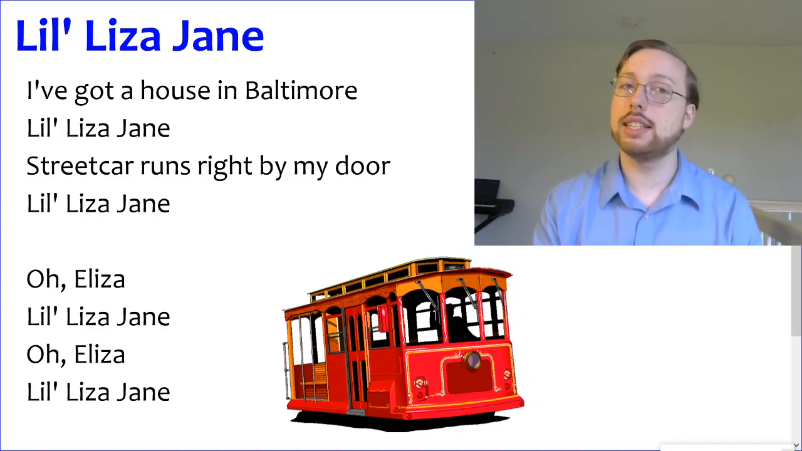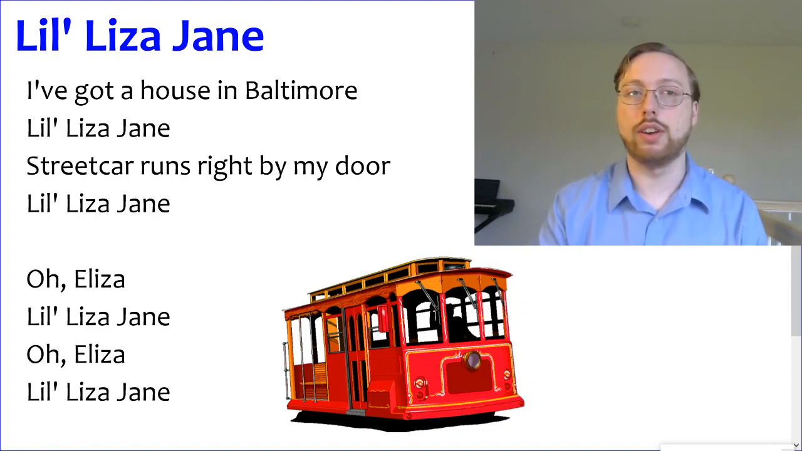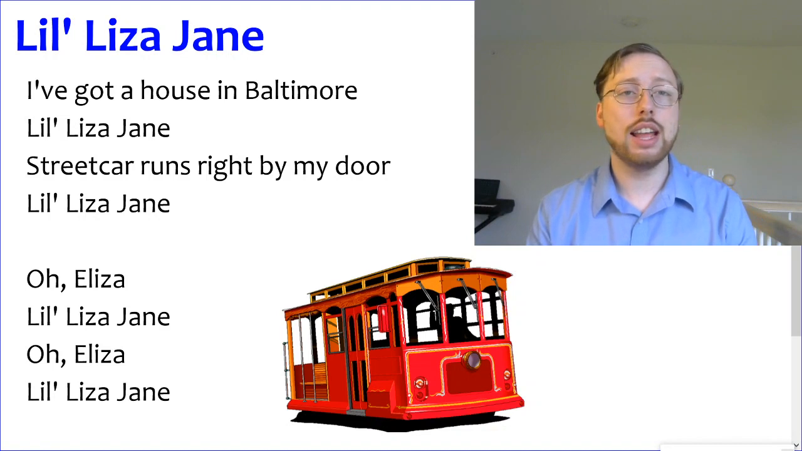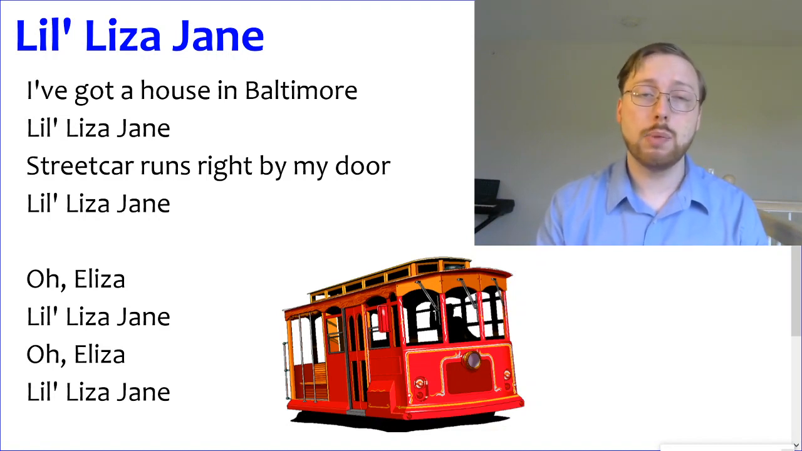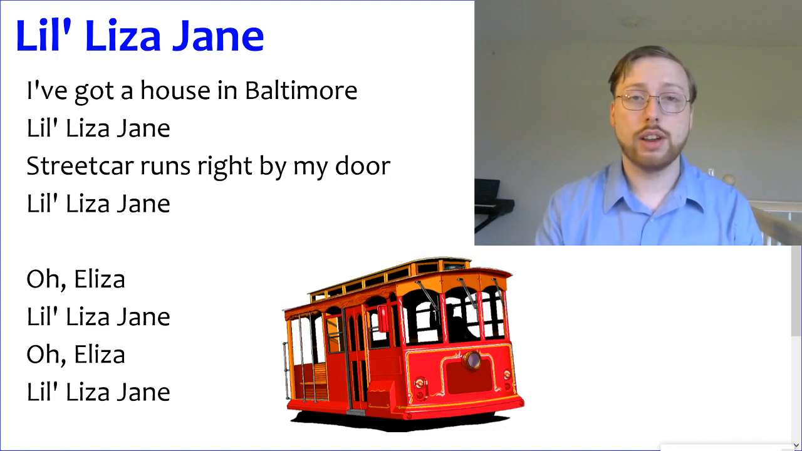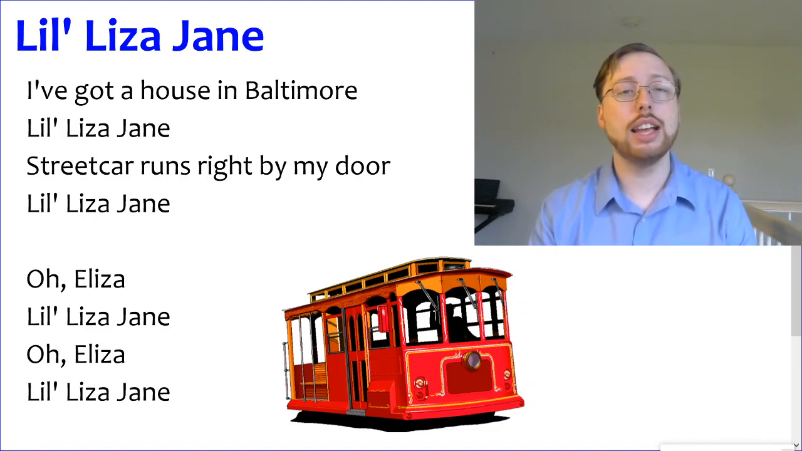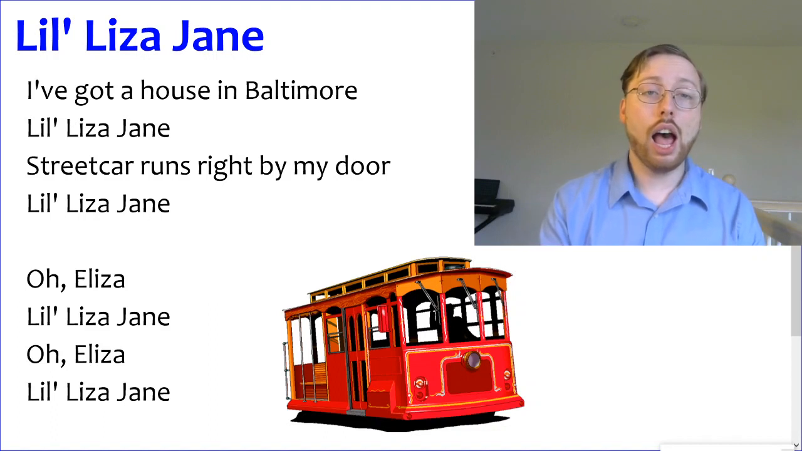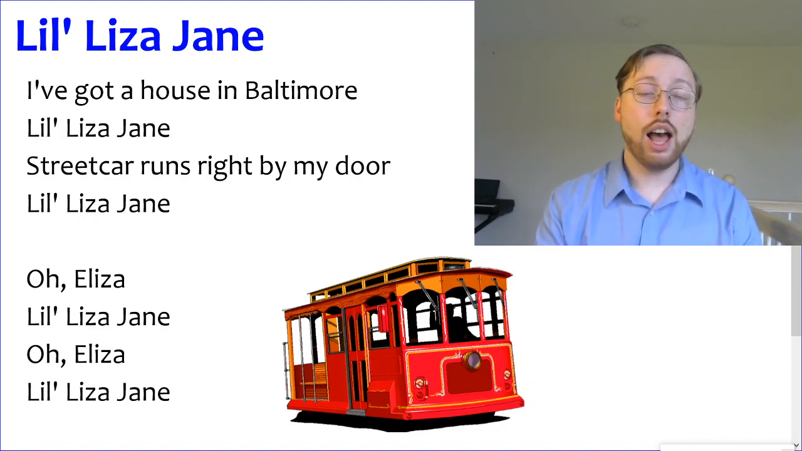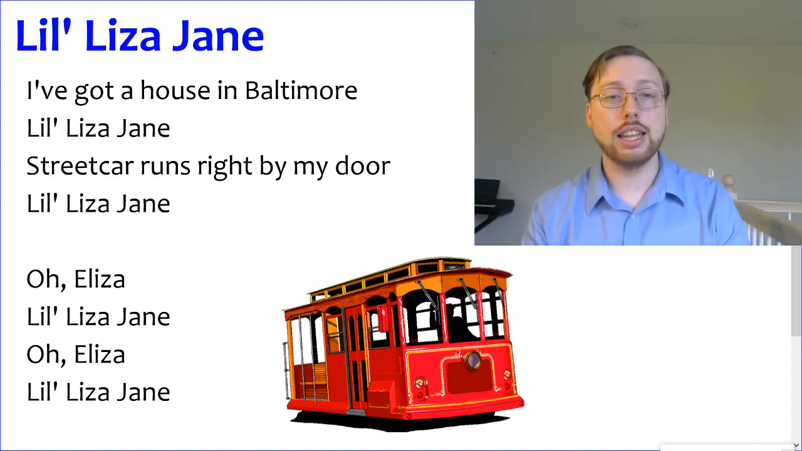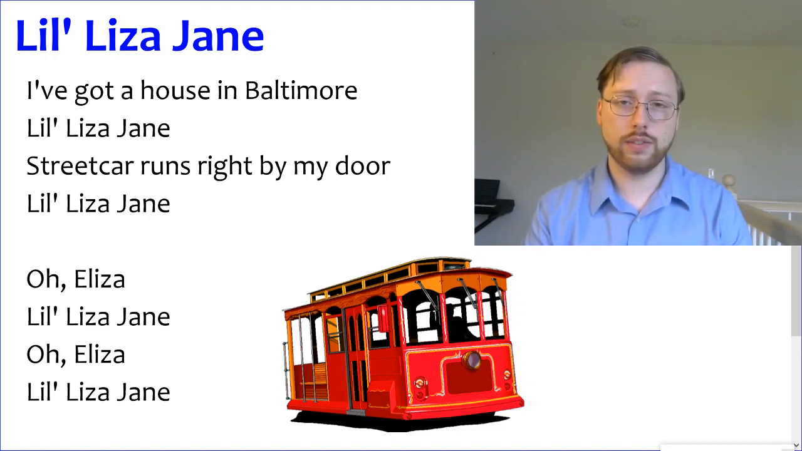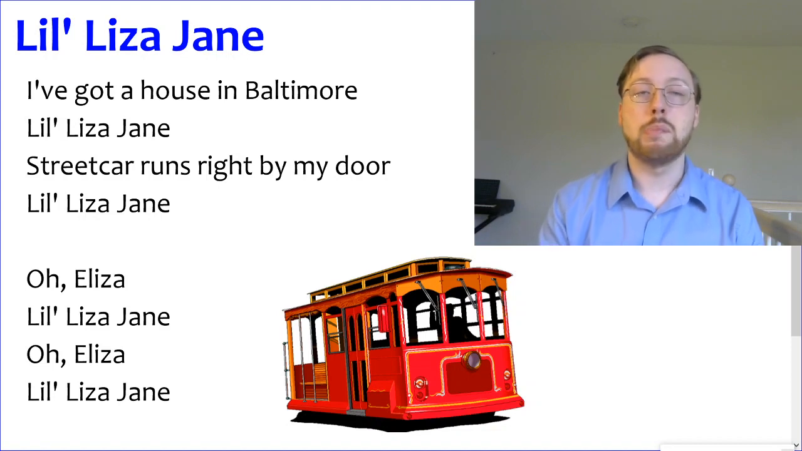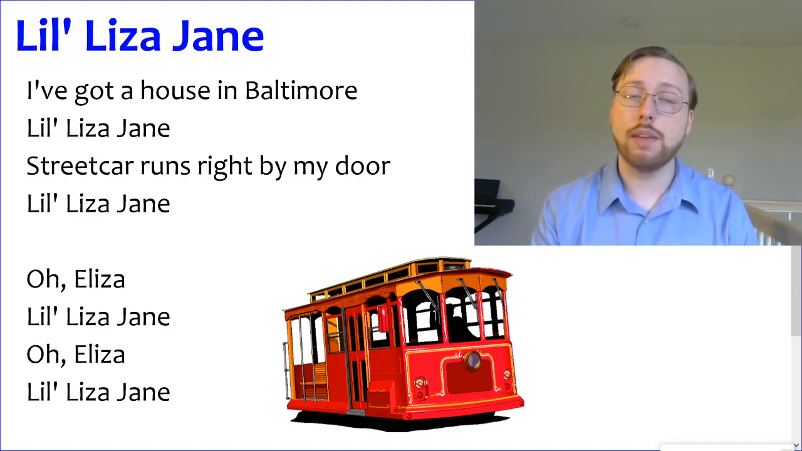Let's sing it one last time, and then we'll move on. Ready? One, two, ready, sing. I've got a house in Baltimore, Eliza Jane. Streetcar runs right by my door, Eliza Jane. Oh, Eliza, Eliza Jane. Oh, Eliza, Eliza Jane. Make sure you know that song because your Flipgrid assignment for this week will be to sing Little Eliza Jane.